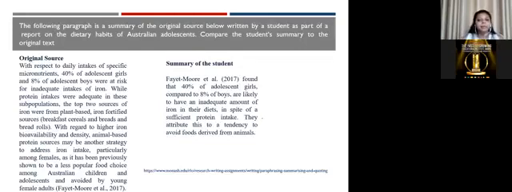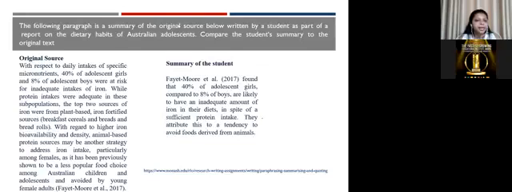So, for example, if you look at this one sentence, there is a main idea. So what is the main idea in the first sentence? What is the main idea in the first sentence?